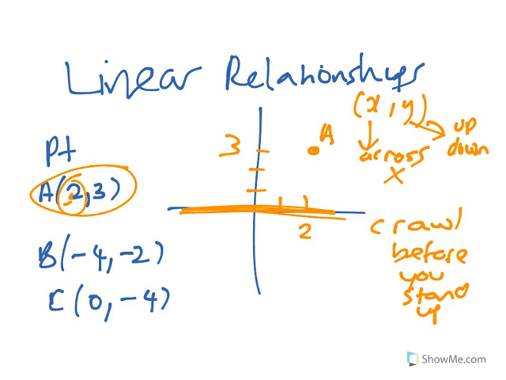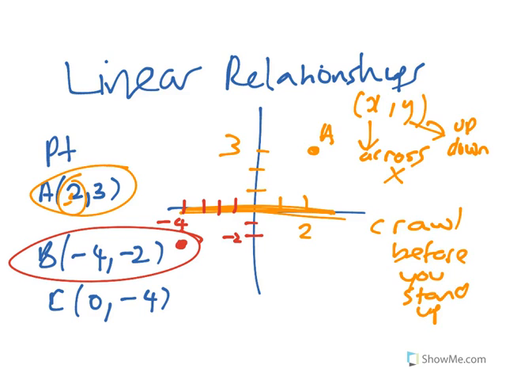That's A. Alright, so -4, go to the left 4, and then you go down to -2. So that's B. And then go across 0, down to -4. That's C. Okay, so the first one's what you go across, and the other one's what you stand up.